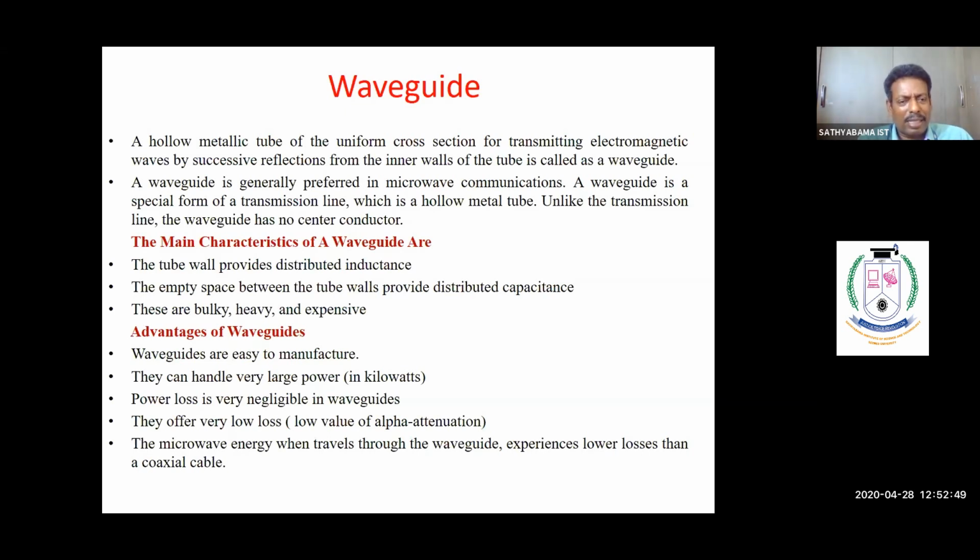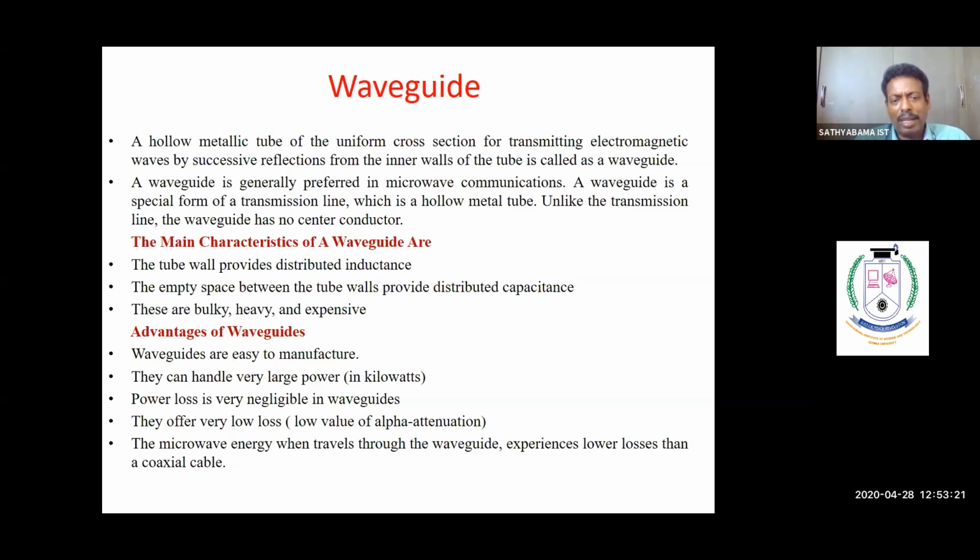And what's the advantage? At microwave frequency, there's no other option; you have to go only with waveguides. And they are very easy to manufacture, because it's just a tube; anyone can manufacture it if you give the right dimension. And this is another important thing: they can handle very large power, in kilowatts. You can give 10 kilowatts, 100 kilowatts of power to a waveguide, but coaxial cables have a power limitation. You can't give kilowatts, megawatts of power to a coaxial cable. They will burn out.